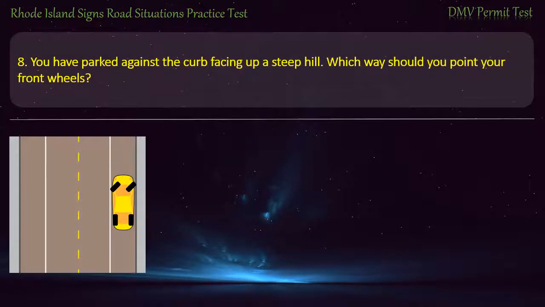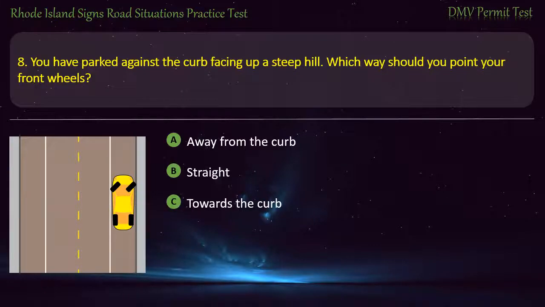Question 8. You have parked against the curb facing up a steep hill. Which way should you point your front wheels? Away from the curb. Straight. Towards the curb. It does not matter. Answer. Away from the curb.